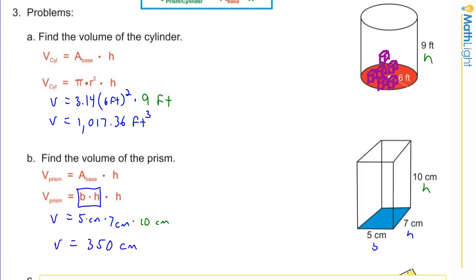350. And what are my units? And again, notice I have units, units, units. Centimeter times centimeter times centimeter is centimeter cubed, right? So we end up with centimeters cubed. And that's my solution there, and that's my answer, right? 350 centimeters cubed. All right, let's do another one.